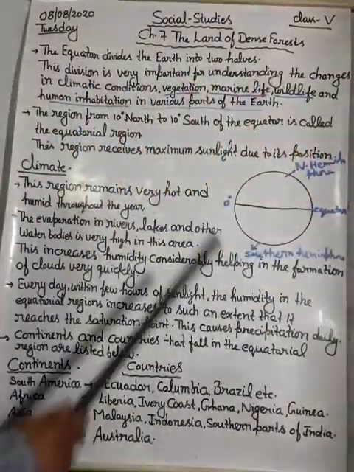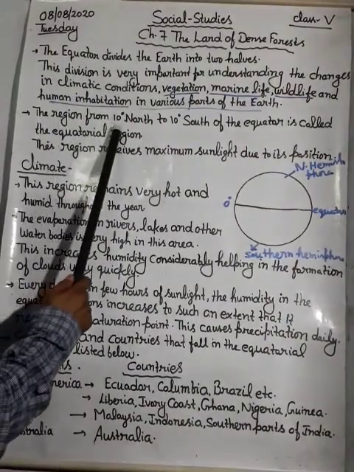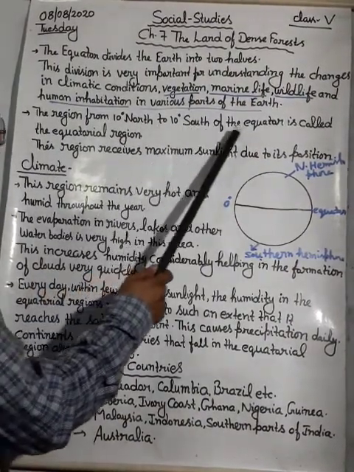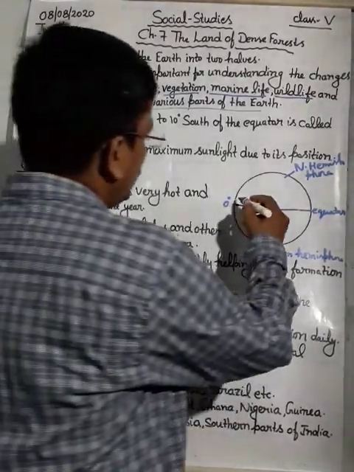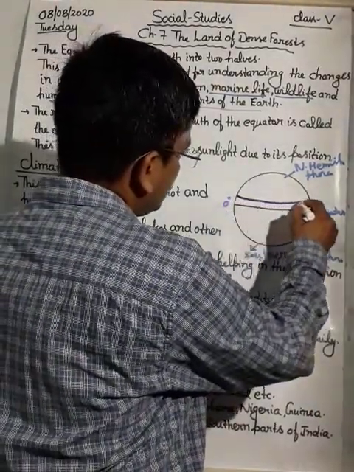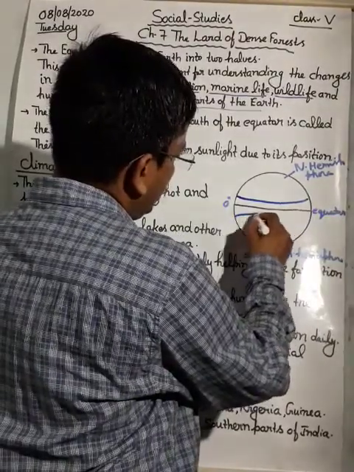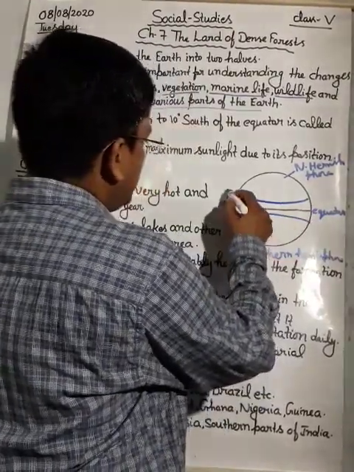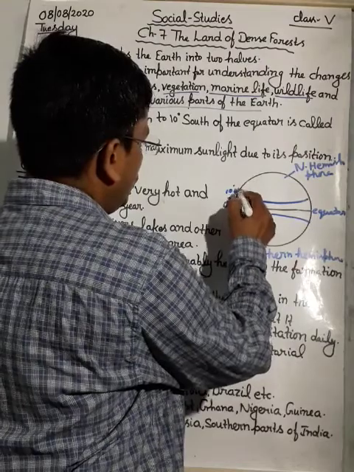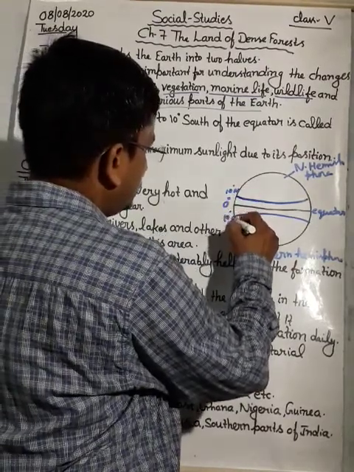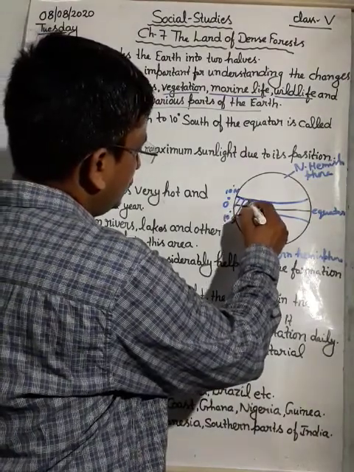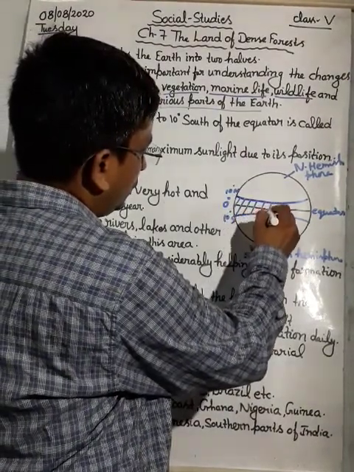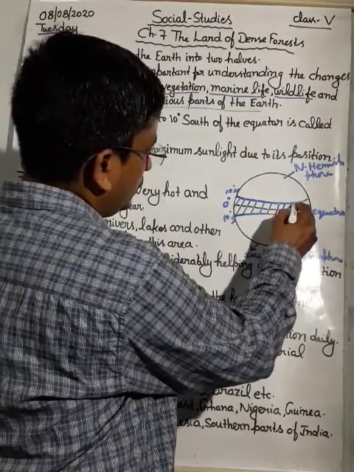So the region from 10 degree north to 10 degree south of the equator is called equatorial region. My dear student, this 10 degree north and 10 degree south, this region is called equatorial region.